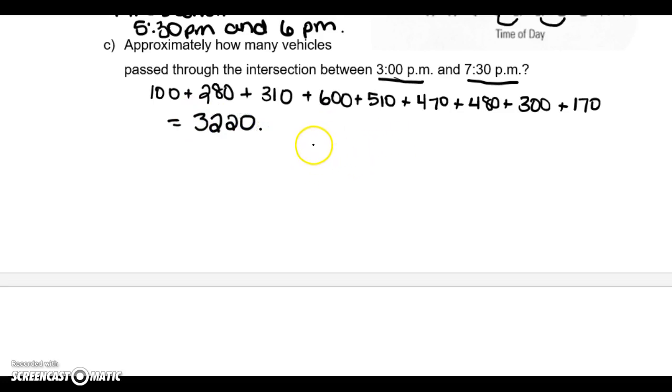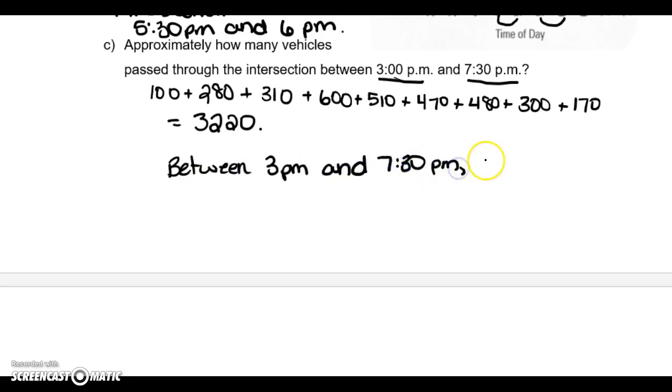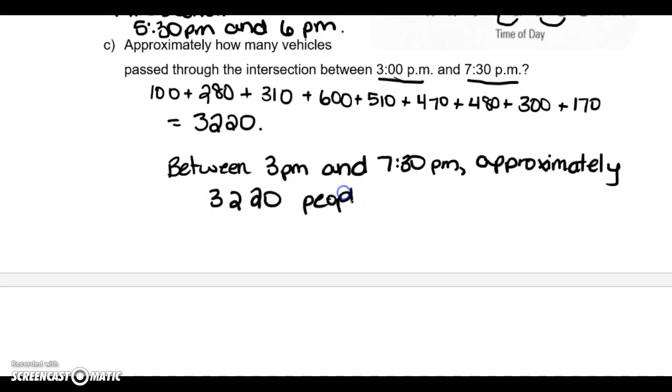Since this is a word problem, let's make sure we answer it with a sentence, like we have been this whole time. So we could say between 3 p.m. and 7:30 p.m., approximately 3,220 people cross the intersection.